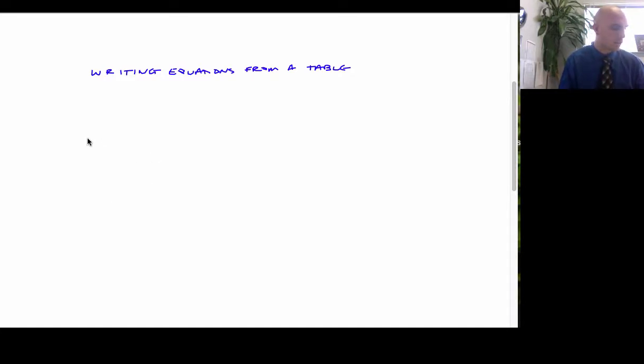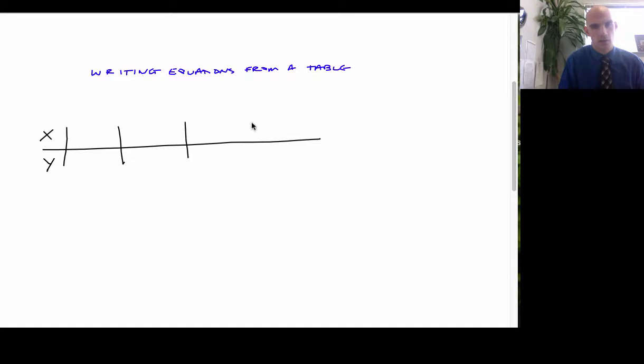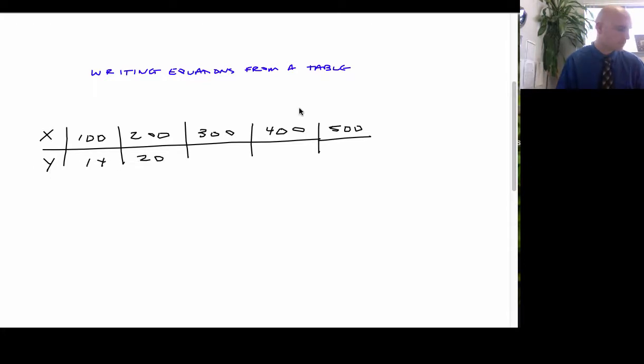out with something fairly simplistic. So we're going to start with an x here and a y, and I need some values. Well, the values in this one are going to be for my x: 100, 200, 300, 400. Okay, and then one more, 500. And then down below we're going to go 14 and 20, 26, 32, and 38. Okay, so now what we're going to do is we're going to figure out the equation.